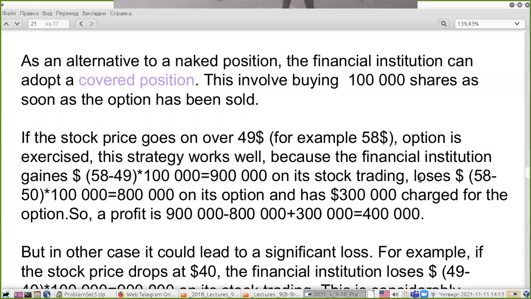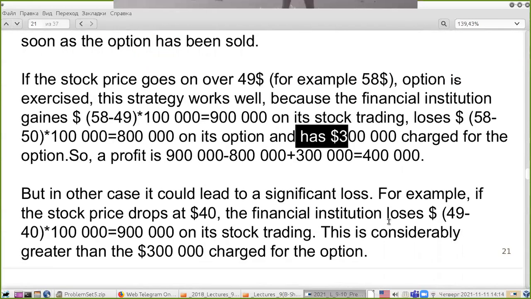But this financial institution loses on its option. It is 58 minus 50, because the strike price is 50, but 49 is the price today. And it has 300,000 profit from the option premium. So it is 900,000 profit on stocks minus its loss on options, plus the premium, which is the sum that should be returned. So its profit is 400,000. But that is if the stock price goes up.